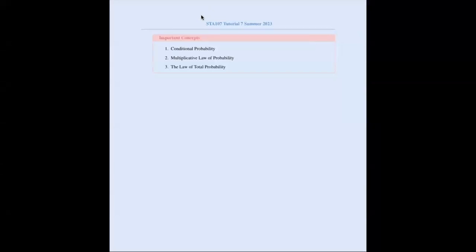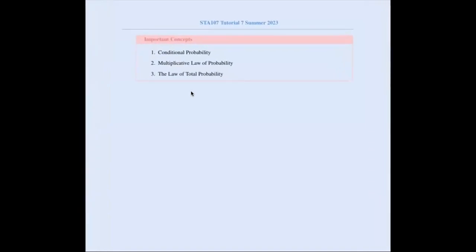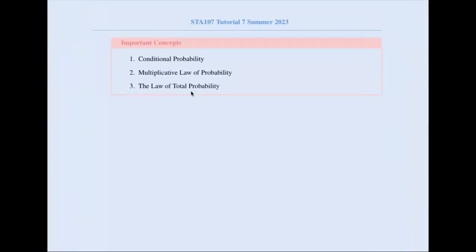So today we will talk about conditional probability, multiplicative law of probability, and law of total probability. I'm not sure where you got to in the lecture, but I hope that you at least get through here. So first about conditional probability.